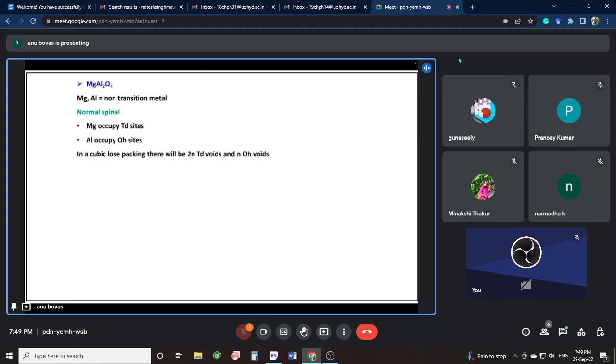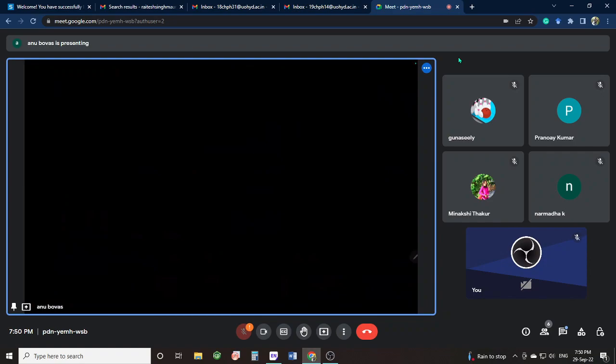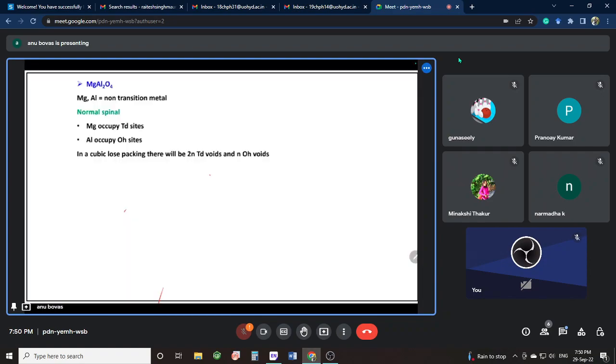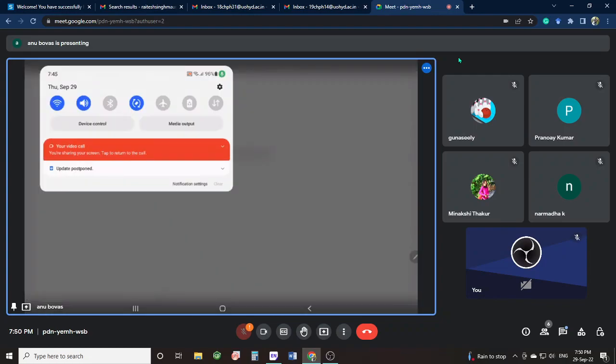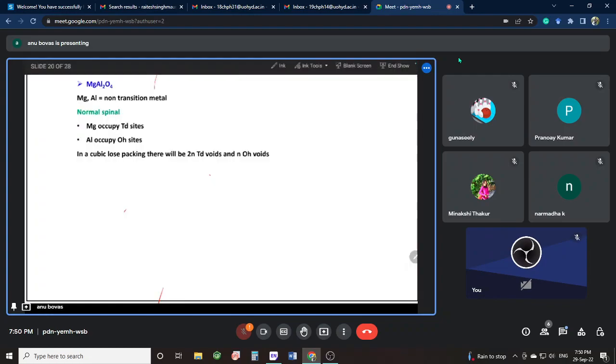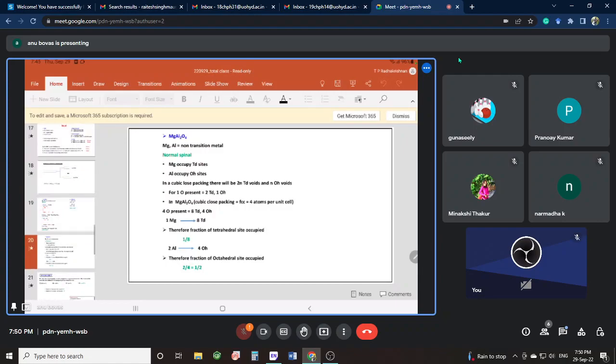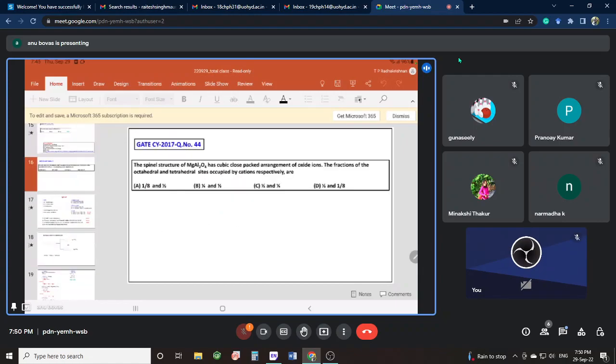Now in the question, it is asked MgAl2O4. Okay, I will let you know the question. I will read the question once again. The spinel structure of MgAl2O4 has a cubic close-packed arrangement of oxide ions. So oxide ions are present in the lattice. The fraction of the octahedral and tetrahedral sites occupied by cations respectively are. This is the question. Okay.